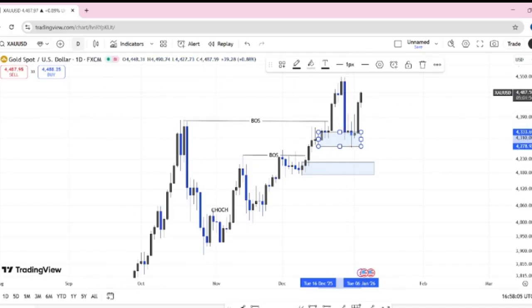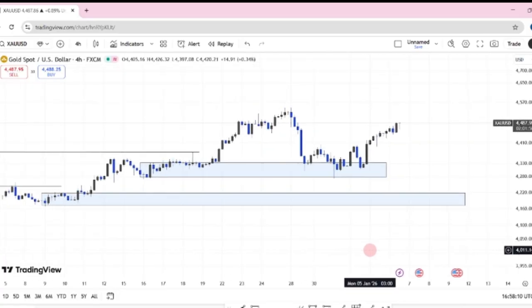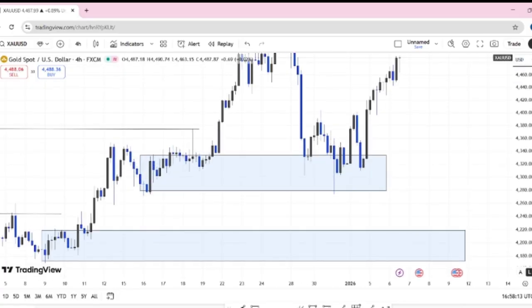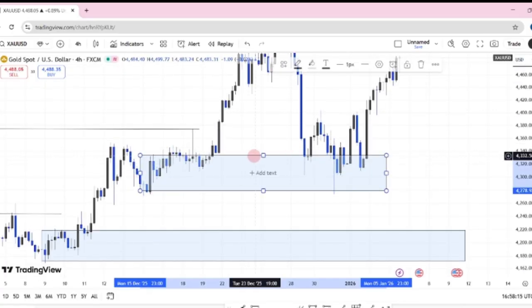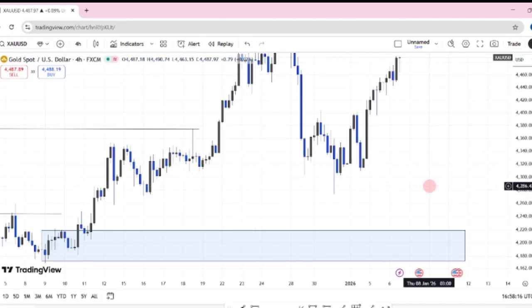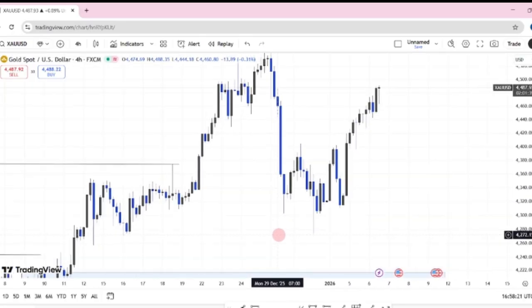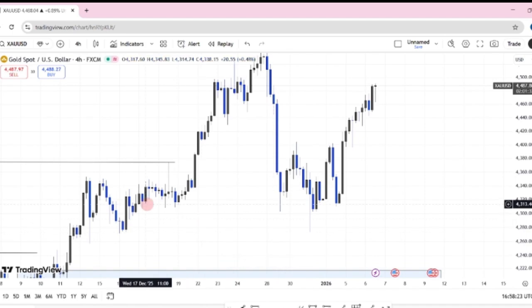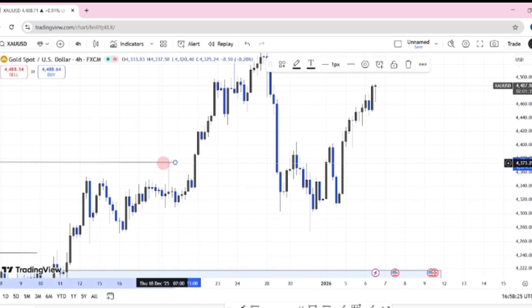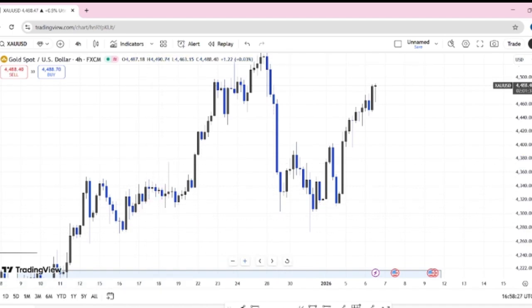Stepping down to the 4 hours, let's see what we have on the 4 hours. All right, so here we are on the 4 hours. So let's refine this level here and look at the 4 hours price action. All right, so if you look at this 4 hours level, let me take this off. If you look at this 4 hours price action, you can see we have this level. This is what we have.